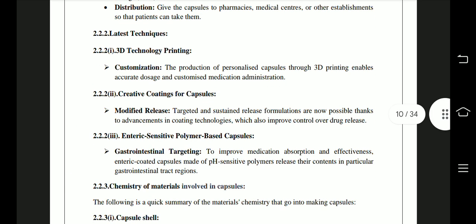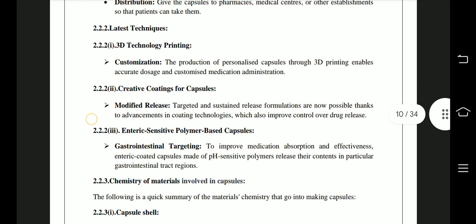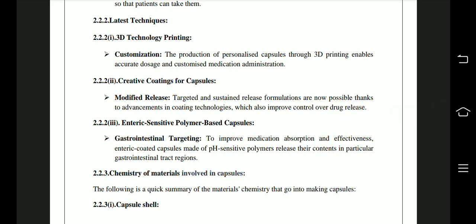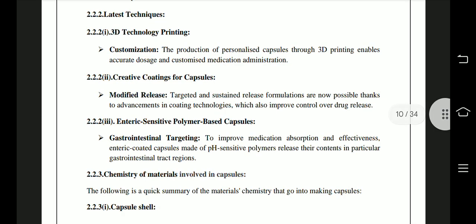Now, I would like to discuss the latest techniques involved in capsules. First is 3D printing technology. Customization. The production of personalized capsules through 3D printing enables accurate dosage and customized medication administration.